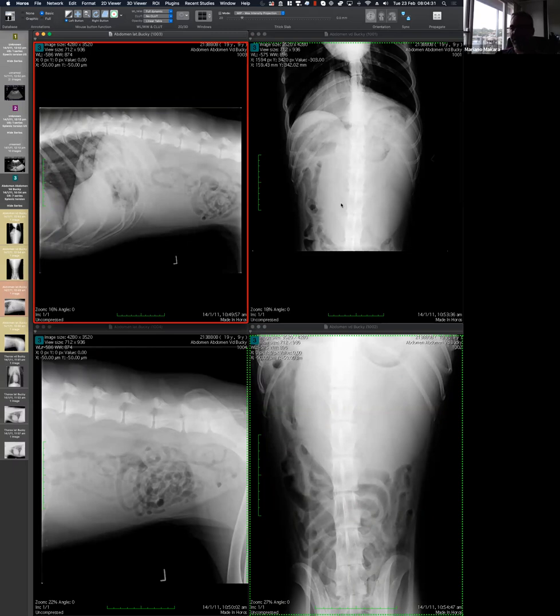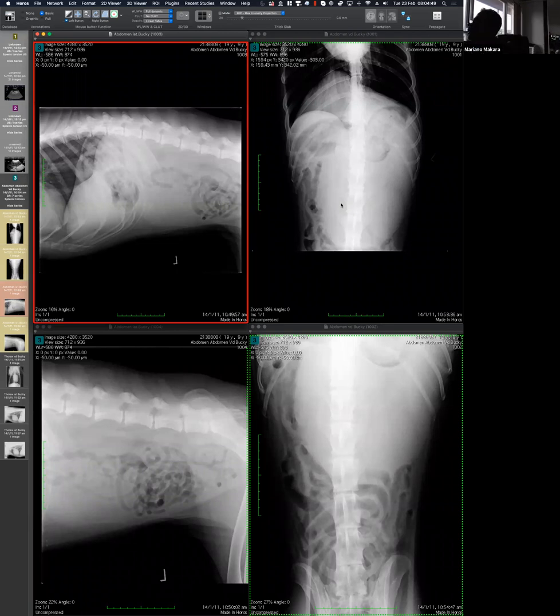Middle-aged dog, abdominal pain, vomiting, lethargy. Any history of trauma or anything that we know of, or not? No, not that I know. No, there wasn't any history of trauma.